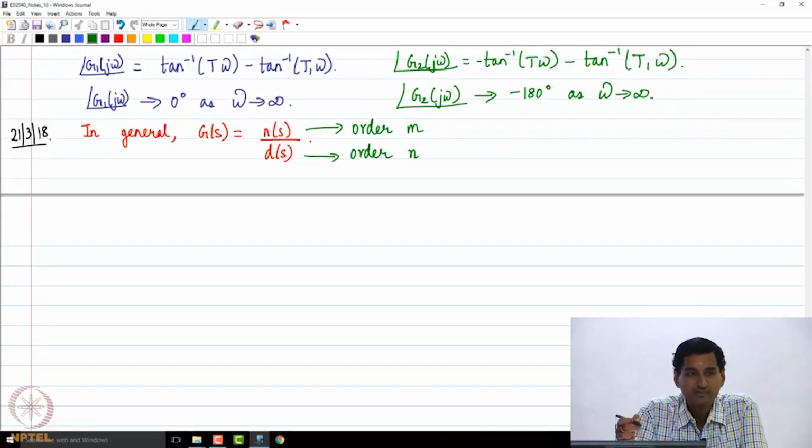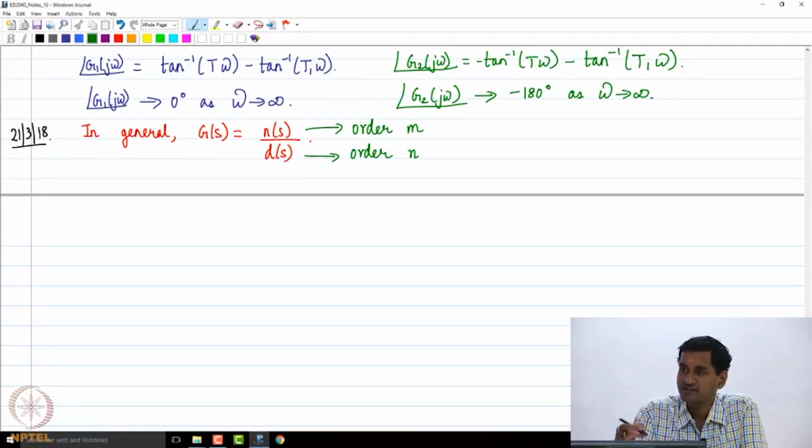So we have been looking at Bode diagrams, right? And yesterday we saw the difference between a minimum phase and a non-minimum phase system, as far as the asymptotic value of the magnitude plot and the phase plot were concerned, right? So today let me generalize it.